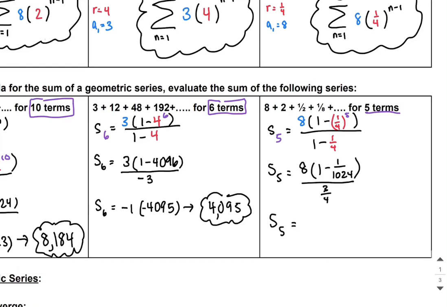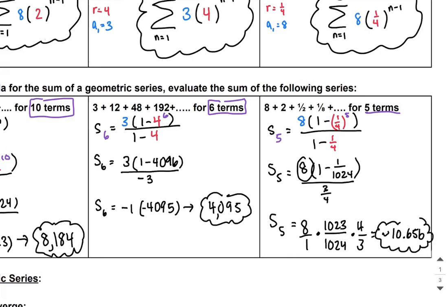S sub 5 is equal to, I'm going to simplify everything. So the first term, I'm going to write it as a fraction because I don't want to be multiplying fractions together. So I have 8 over 1 times what's in the top, which is going to be 1023 over 1024, times, when I divide by a fraction, I can change it to multiplication by flipping this term to its reciprocal. So I have times 4 over 3. And when you do all of that in your calculator, and you could have just changed this to a decimal to begin with, you get approximately 10.656. Probably changing it to a decimal would have been easier.